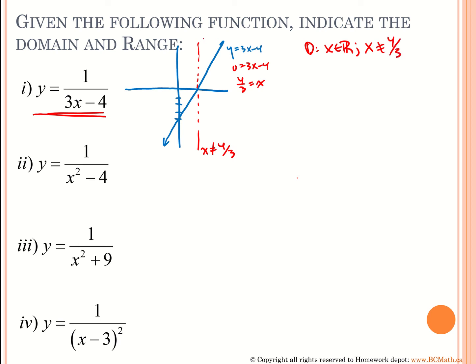Okay, and then the graph will look something like this, look something like that on the other side. So the range would just be y can be all real numbers, except y cannot be 0. Okay. Second one we did already.